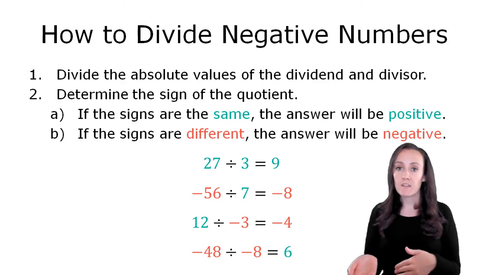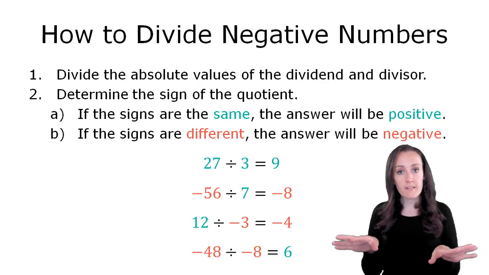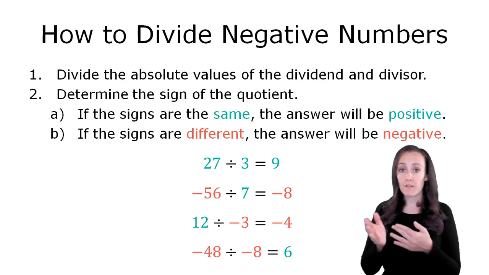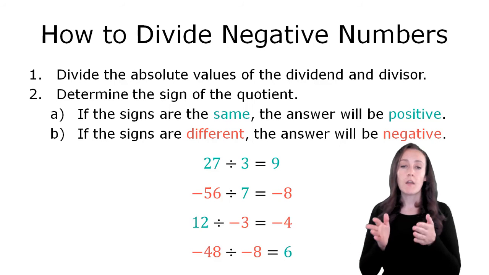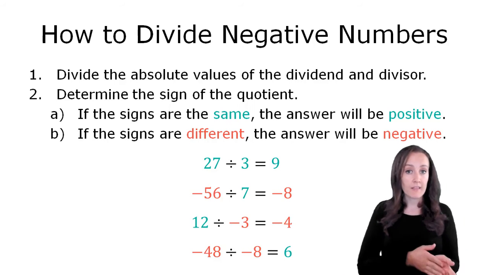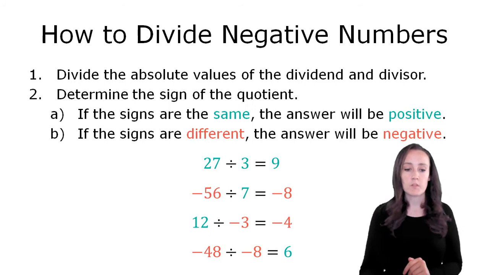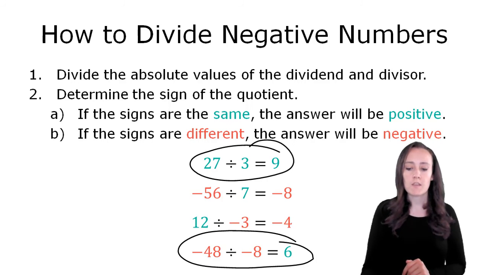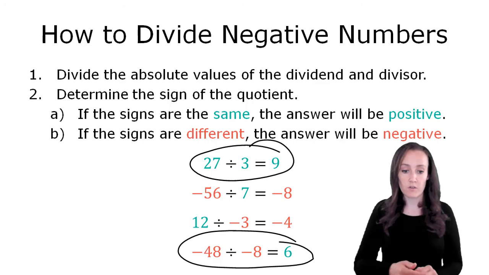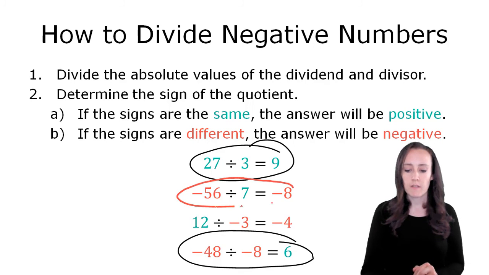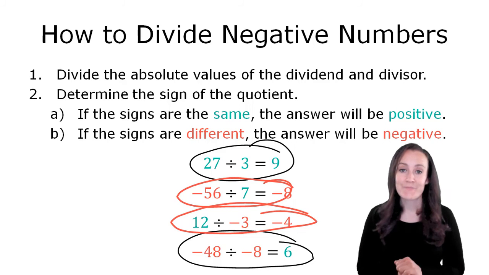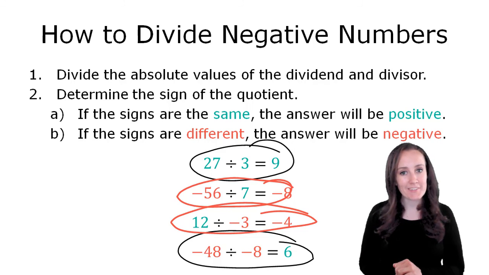So to summarize, the way that you divide negative numbers is you divide the absolute values of the dividend and the divisor. So you kind of ignore the signs, divide the two numbers, and then you determine the sign of the quotient, or the answer, based on whether the signs are the same or whether they're different. So if they're the same, like these two situations, then you're going to end up with a positive answer. If they're different, like in these two situations, then your answer is going to be negative. And that's how you divide negative numbers.